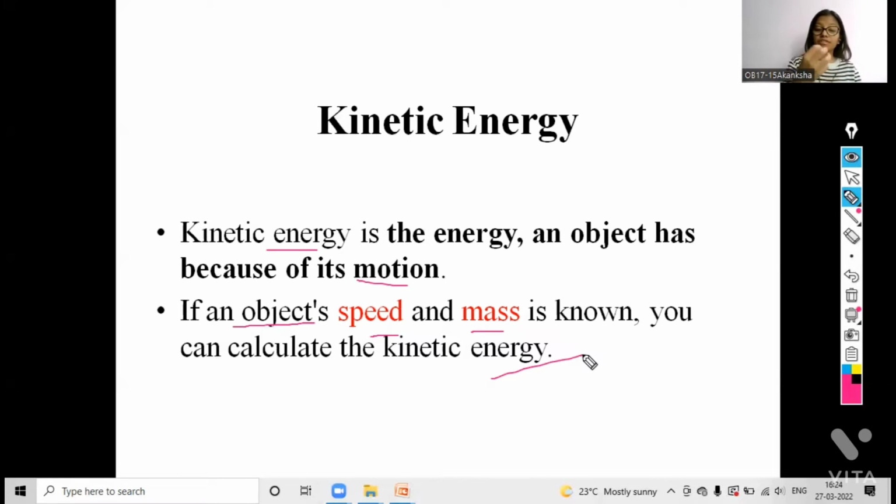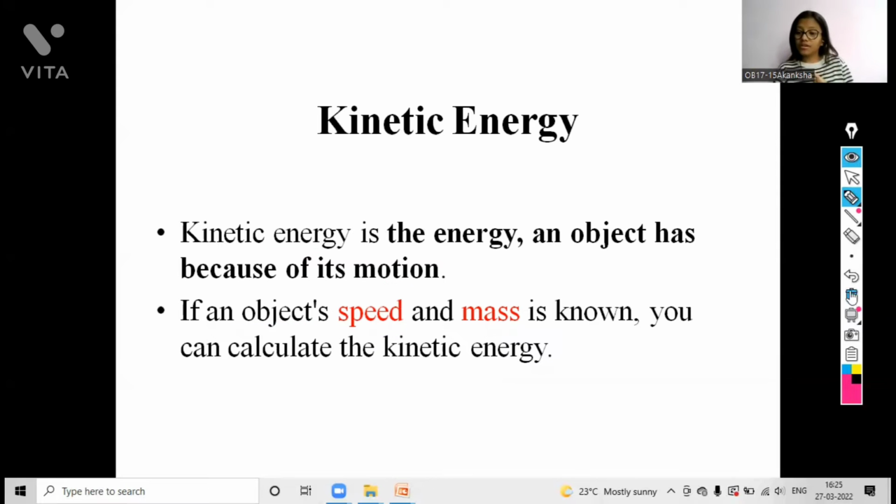In the first point, we saw what kinetic energy actually is: the energy of an object because of its motion. In the second point, we saw how we calculate this kinetic energy. If we know the object's speed and the object's mass, then with these two quantities, we can easily calculate the kinetic energy. These were the two main important points about kinetic energy.